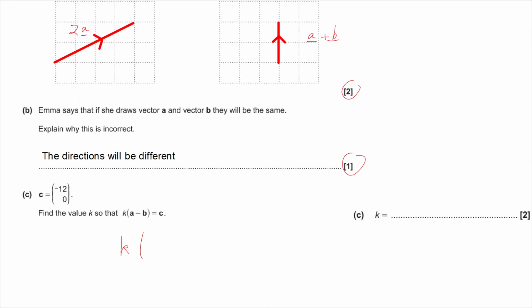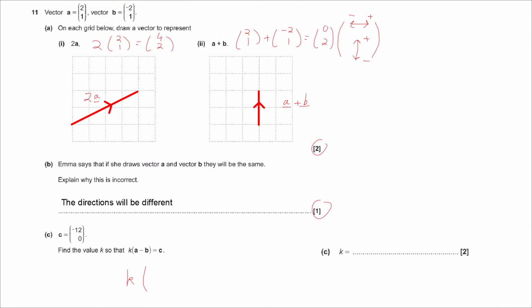And in a bracket, well, vector A, let's zoom out so we can see what is going on again. Vector A we know is 2, 1. So you've got vector 2, 1. You're taking away vector B, which is negative 2 and then 1. And that's equal to vector C, which we've just seen is minus 12 and then 0.